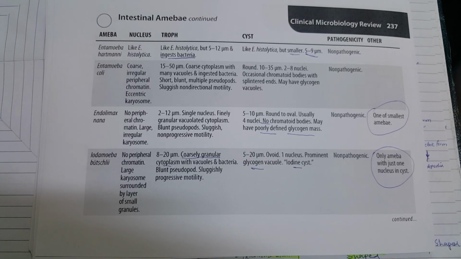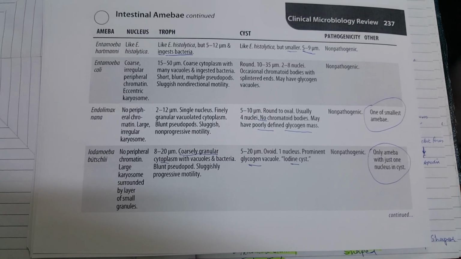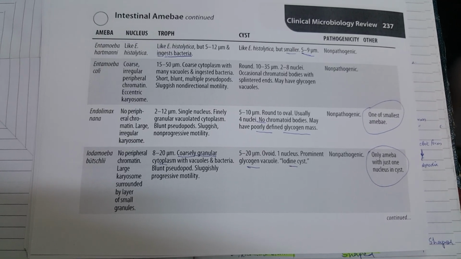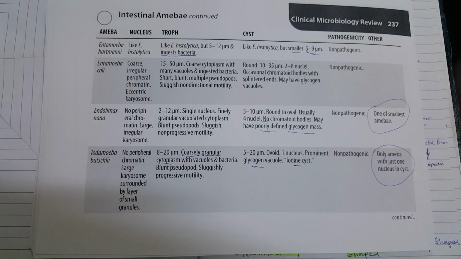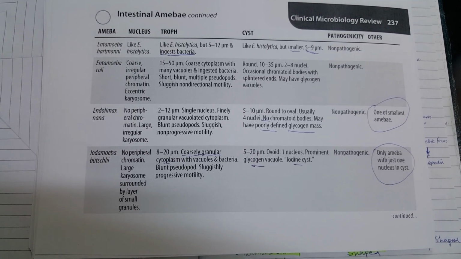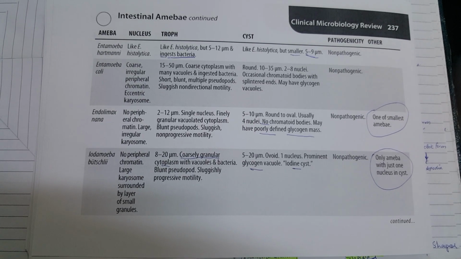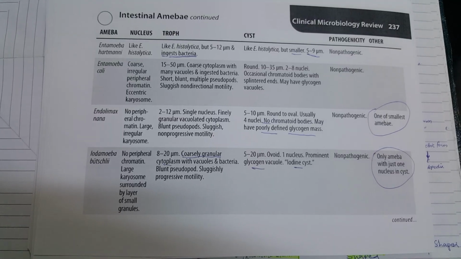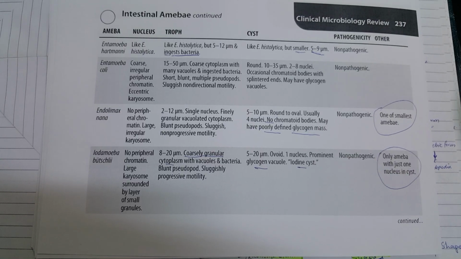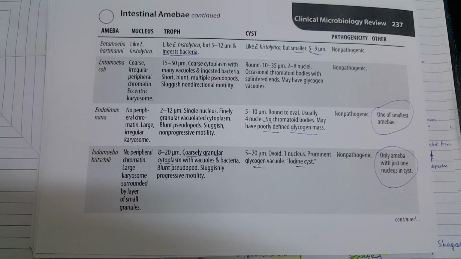Endolimax nana has no peripheral chromatin and a large irregular karyosome, and it is also like histolytica. It is 2 to 12 micrometers in size, with a single nucleus, finely granular vacuolated cytoplasm, blunt pseudopods, and sluggish non-progressive motility. The cyst of Endolimax nana is 5 to 10 micrometers, round to oval, usually with 4 nuclei, no chromatid bodies, and may have poorly defined glycogen masses. It is non-pathogenic, and one of the smallest of the intestinal amoebas.